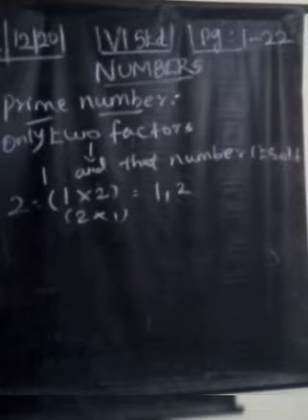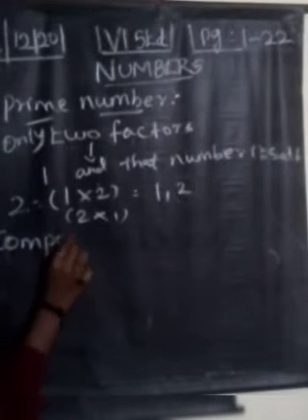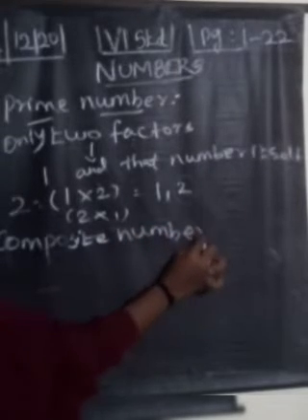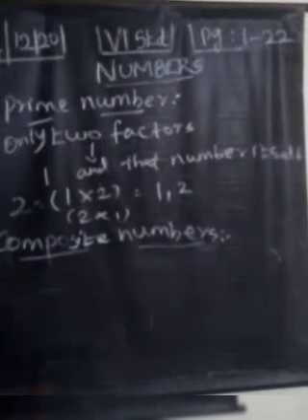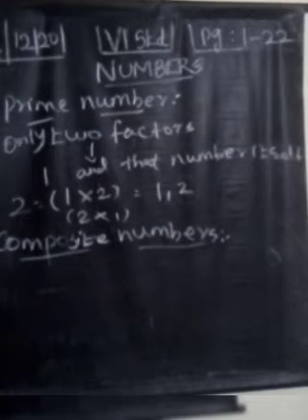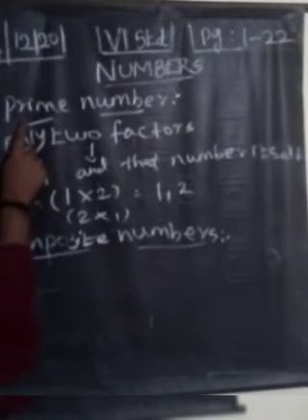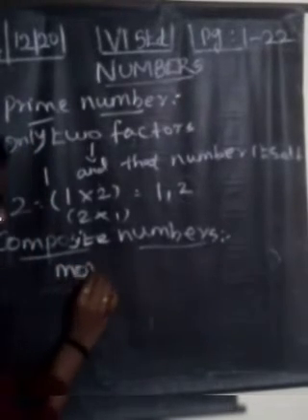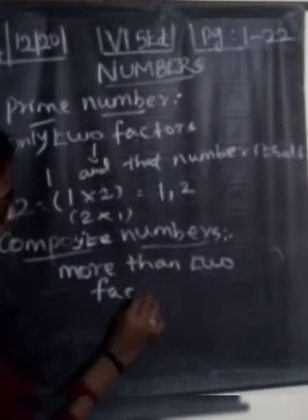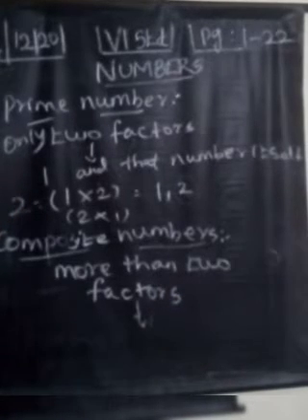And then we move on to composite numbers. A natural number having more than two factors is called a composite number. So only two factors is a prime number, and more than two factors is called a composite number.